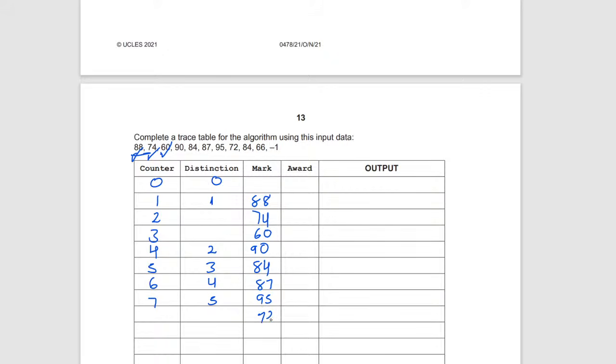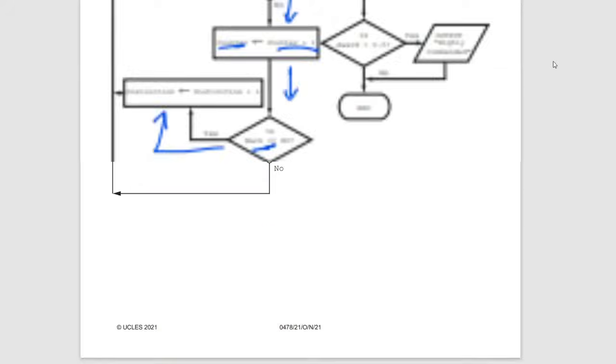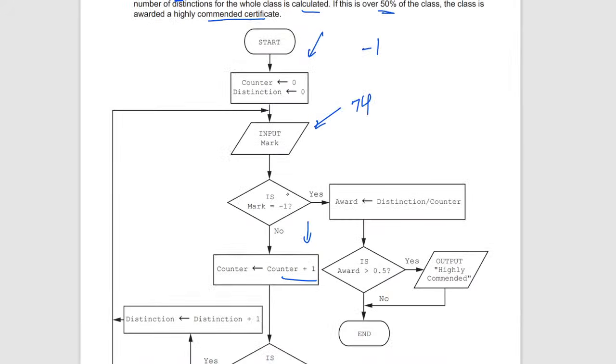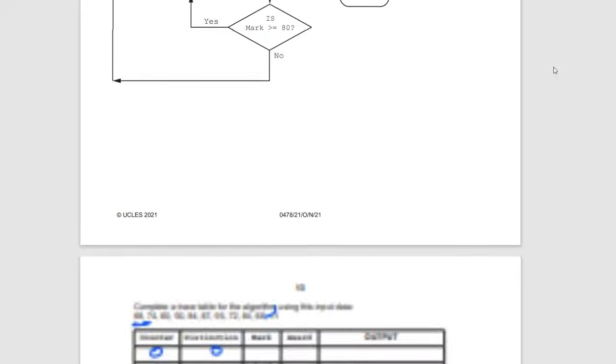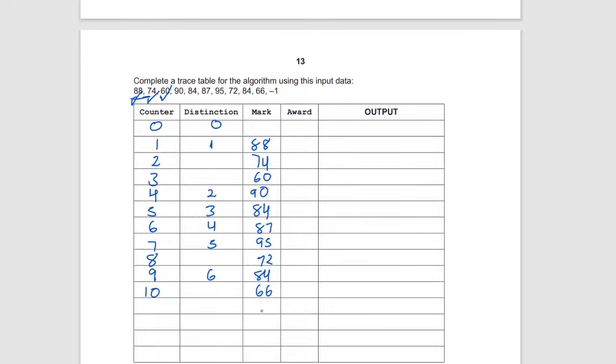The next one is 72, which is lower than 80, so this will be the same, but the counter will go up by 1. Then 84 is greater than that, boom. And then the last one, 66, which is lower than 80. Now you see the last input is -1, so if it's -1 we go this route. It says award distinction divided by counter, so distinction divided by counter. So here it'll be -1.